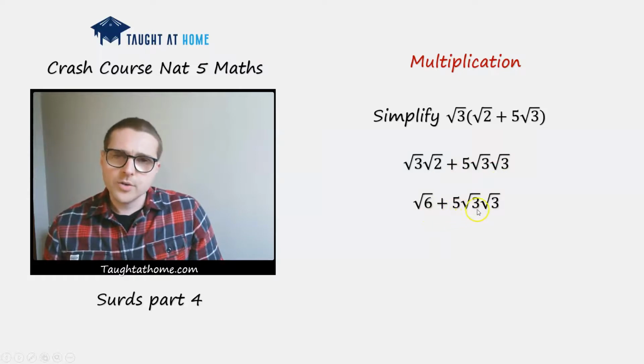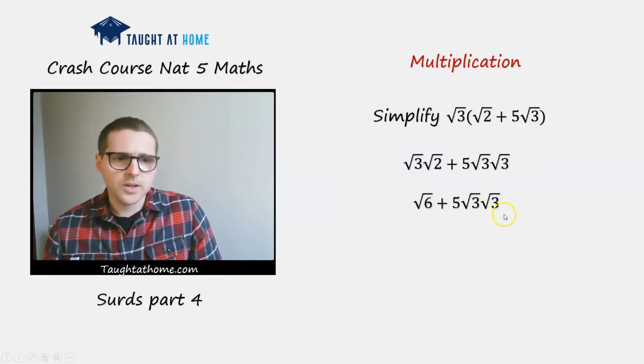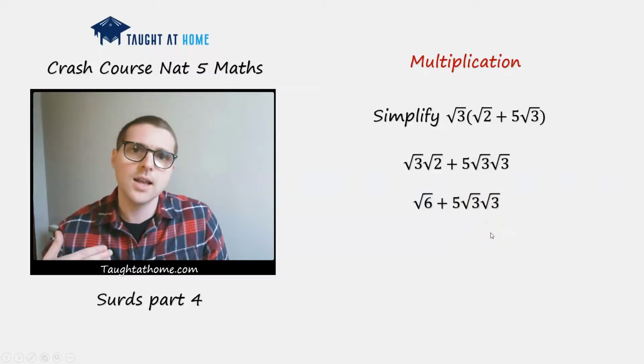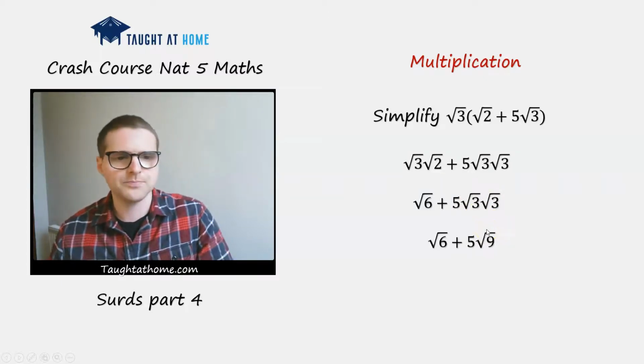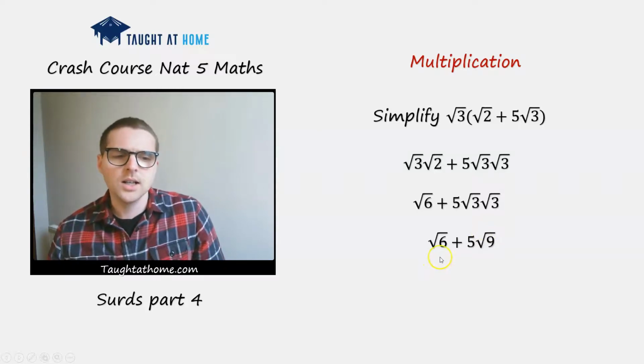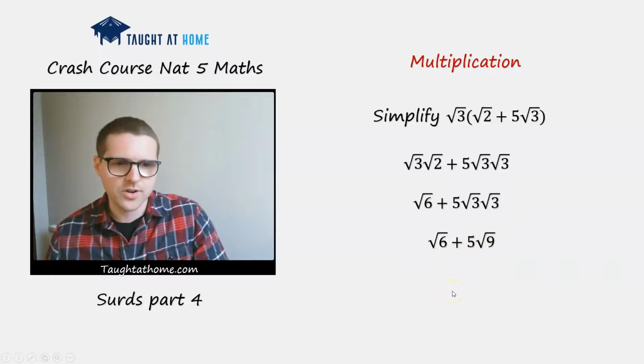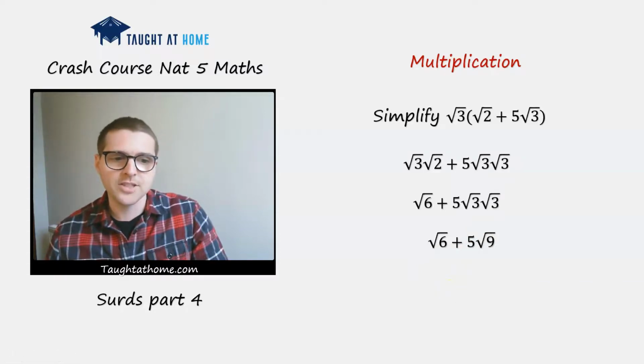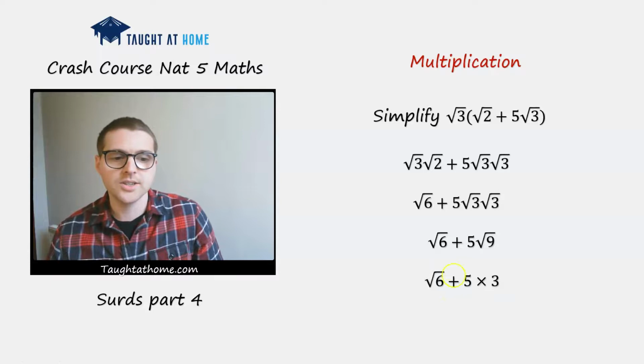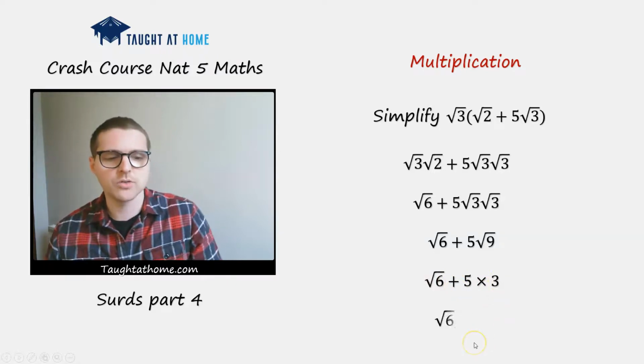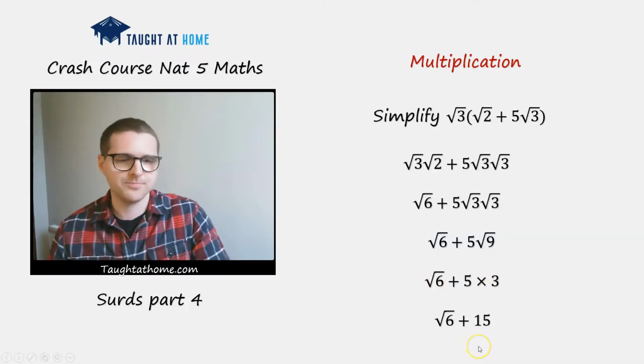Now we've got 5 root 3 times root 3, so we can do it here. Root 3 times root 3 is the same thing as saying root 9, because 3 times 3. And look at this, we've got a perfect square here. Root 9 is just 3, so this is going to be 5 times 3 on this side, so root 6 plus 5 times 3, and that's going to be 15. So we've got root 6 plus 15.